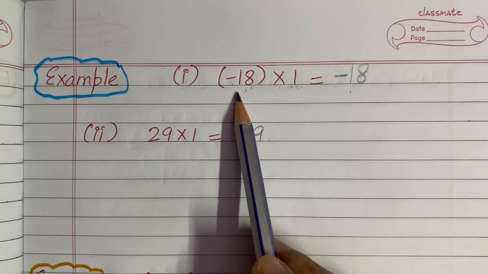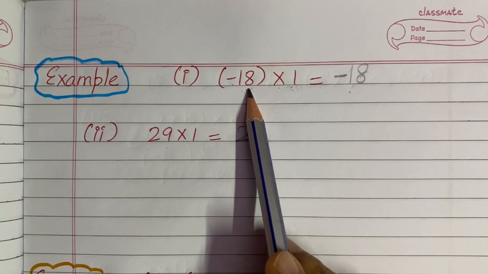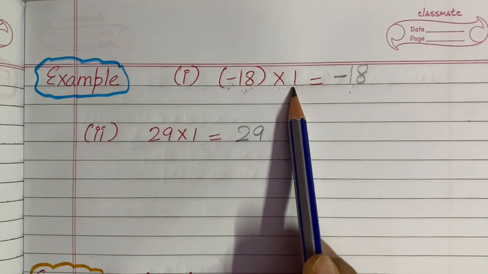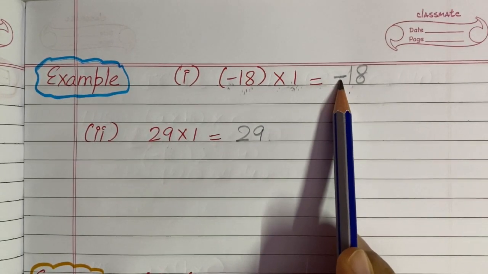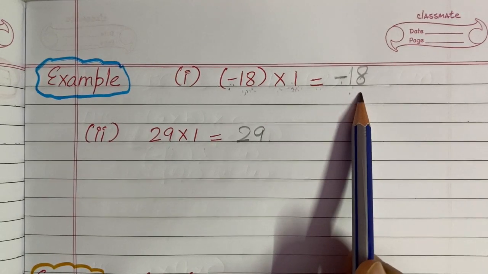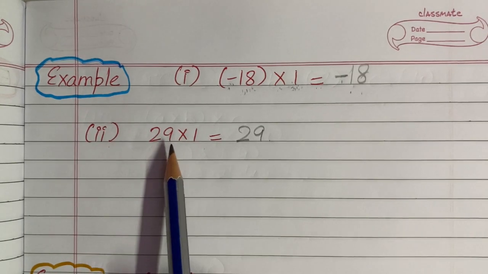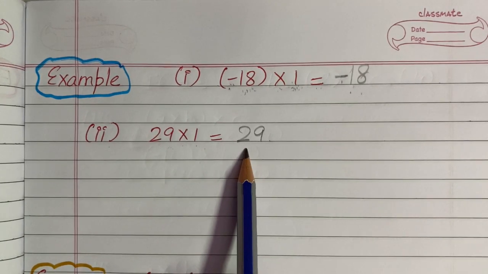The first example I have taken is minus 18 into 1. Now students, you know that 18 ones are 18. Here one of the numbers is negative and the other is positive, so minus times plus will become minus according to the rules of multiplication of integers. So minus 18 into 1 is equal to minus 18. Now I have taken one more example, 29 multiplied by 1. You know that 29 ones are 29. Hopefully it is clear to you.